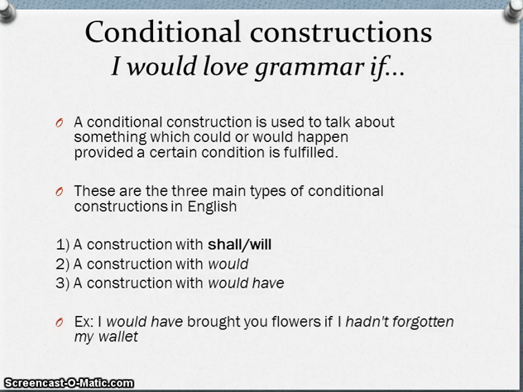We also have conditional constructions. A conditional construction is used to talk about something which could or would happen, provided a certain condition is fulfilled, hence conditional. There are three main types of conditional constructions in English, with shall and will, would and would have. For example, I would have brought you flowers if I hadn't forgotten my wallet.